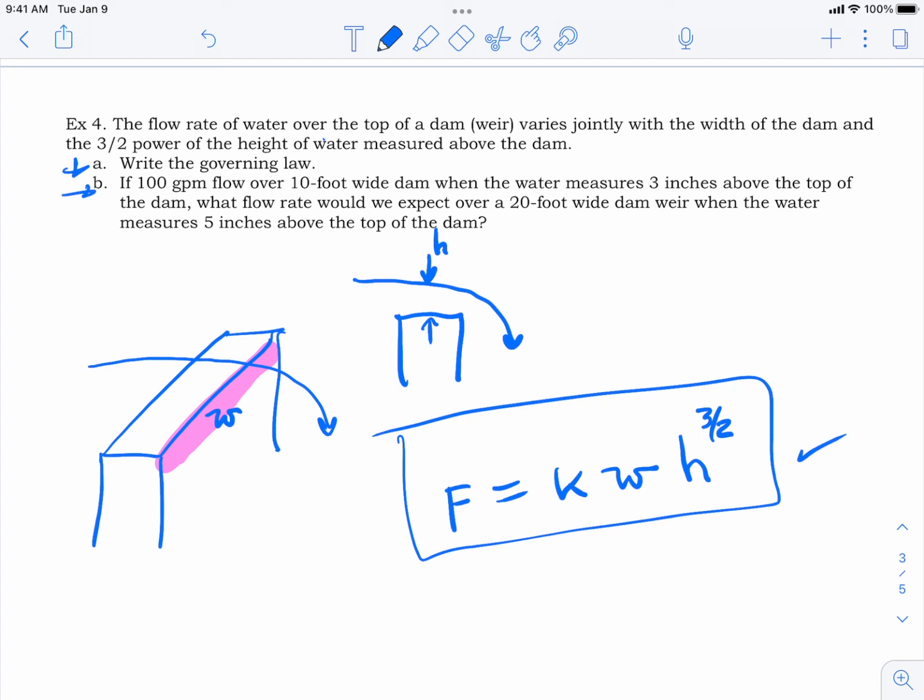Part B, we've got 100 gallons per minute. That would be the flow. Flowing over the top of a 10-foot wide dam. That would be the W. When the water measures 3 inches above the top of the dam. Okay, so that 3 goes there. Don't forget there's a 3/2 power. So that's what we got. And then what flow rate would we expect if we change things?